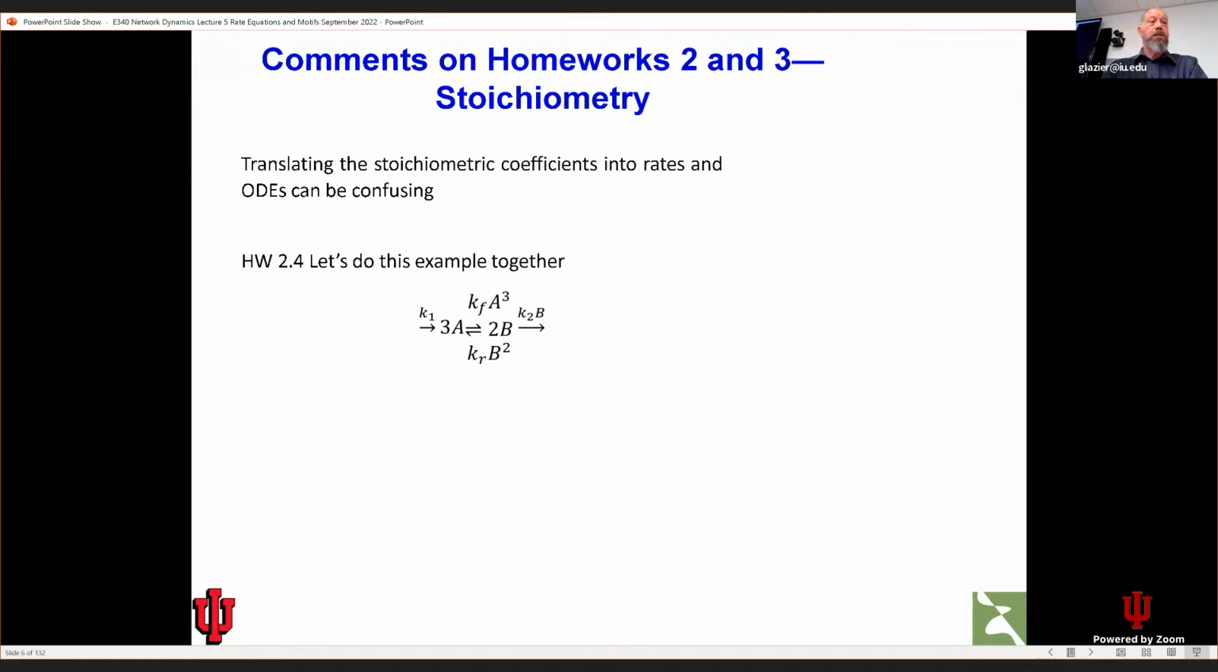Okay, now why don't we go to the next one? Sean, let's stay with you for one more. Let's go down to the next one. What about 2B goes to nothing at a rate K2 times B? What's dB by dt?